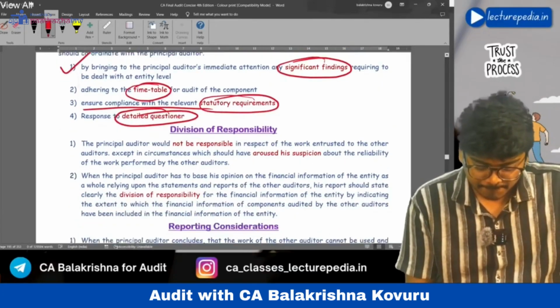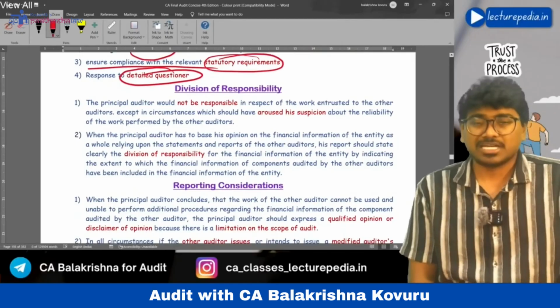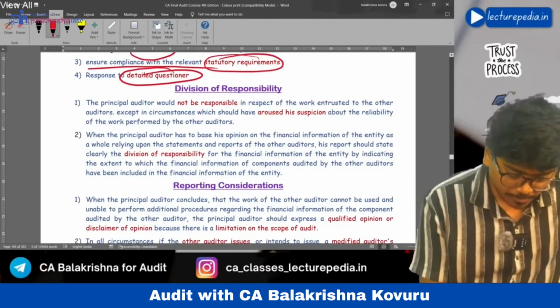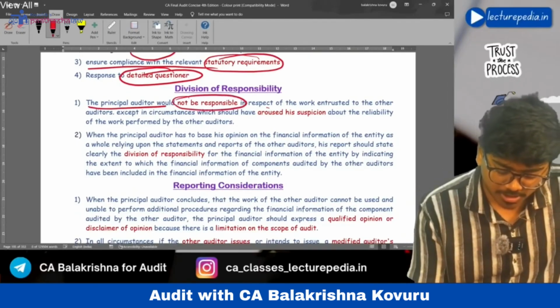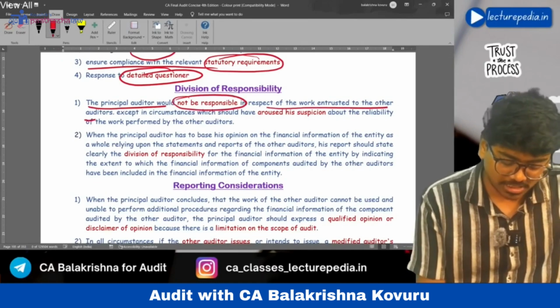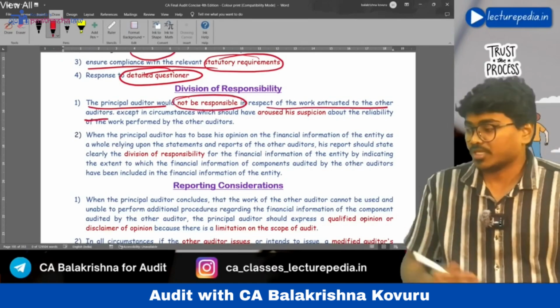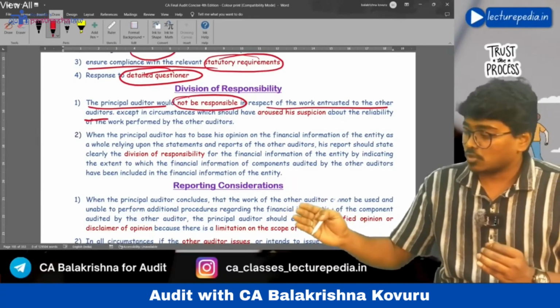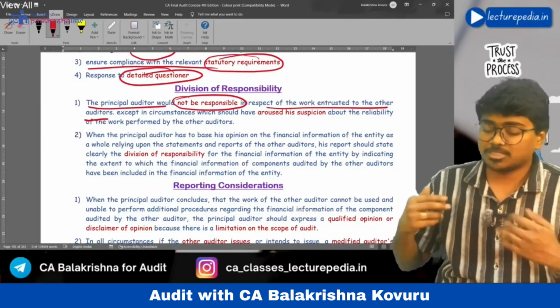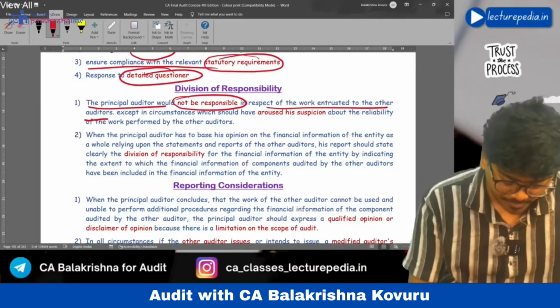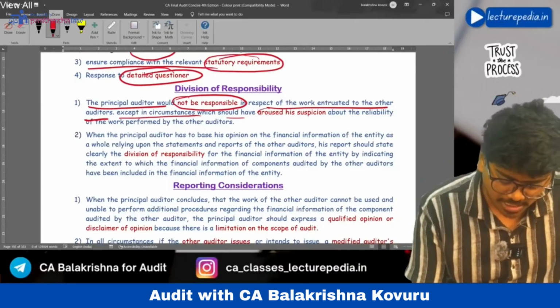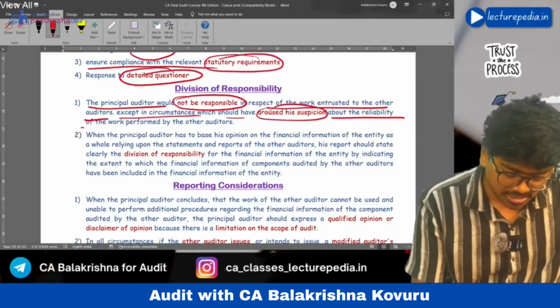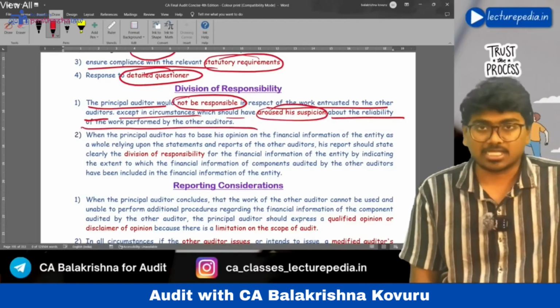Okay. Next, division of responsibility. Now, the principal auditor would not be responsible in respect of work entrusted to the other auditor. The other auditor is responsible for the audit of the component. So, with respect to the audit of the component, the principal auditor will not have any responsibility, except in circumstances which should have aroused suspicion about the reliability of work performed by the other auditors.